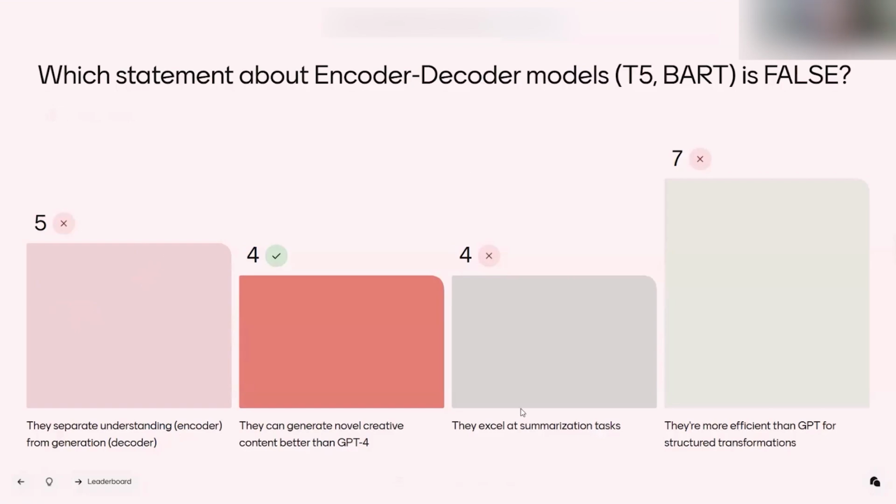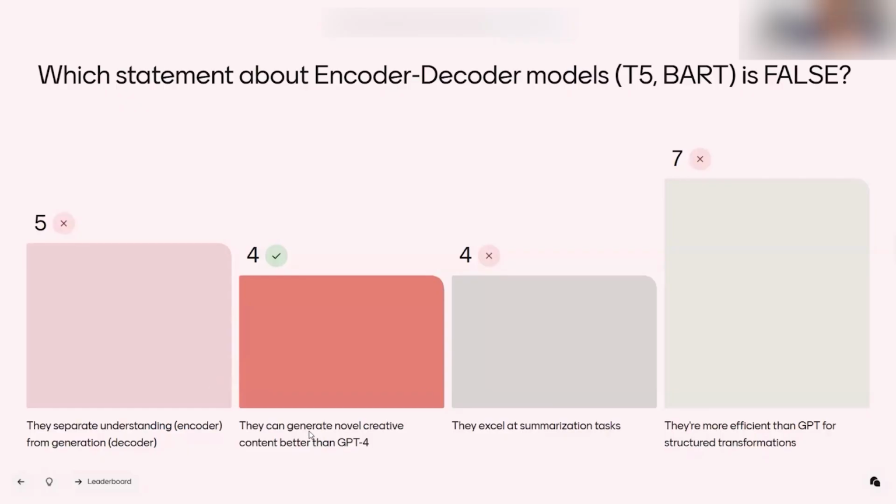Coming to the next one, they excel at summarization. Yes, we have repeated this several times, so there is no point in explaining it again. They're more efficient than GPT models for structured transformation. That's absolutely correct. Suppose you have a CSV and you want to convert it into JSON, you can use a T5 model. That was also in the slide notes I had given, with the exact statement and the example of CSV to JSON transformation.